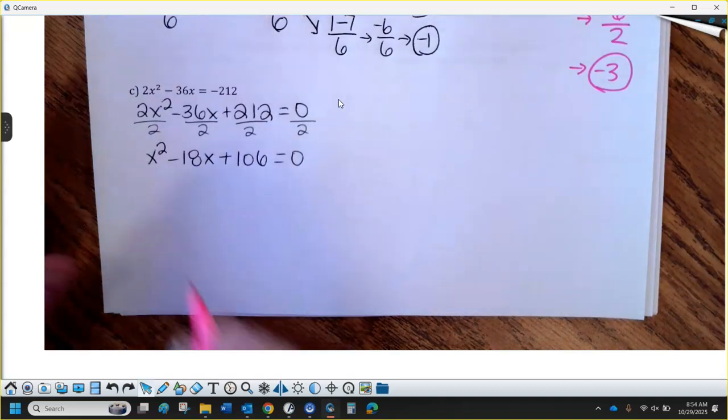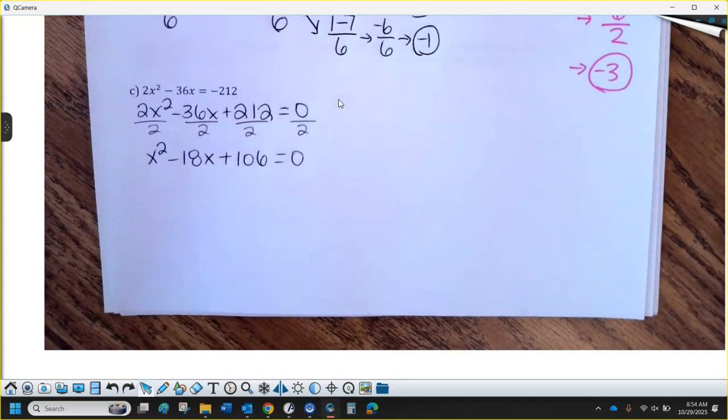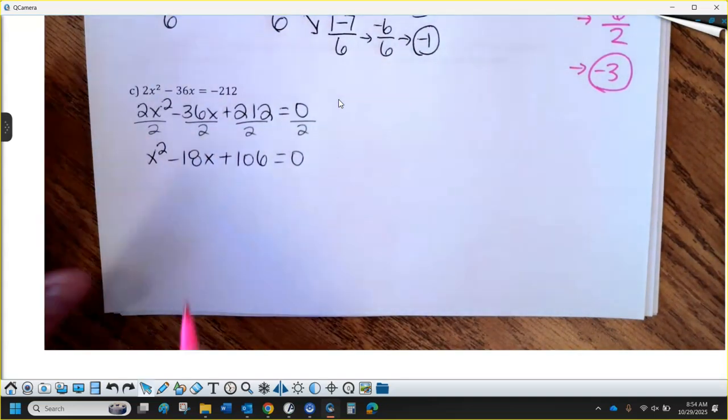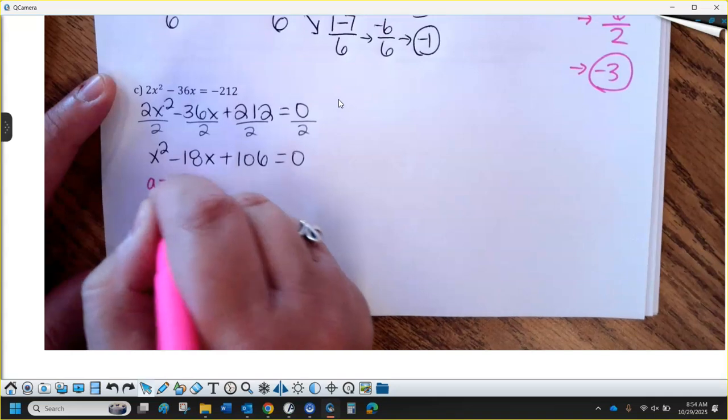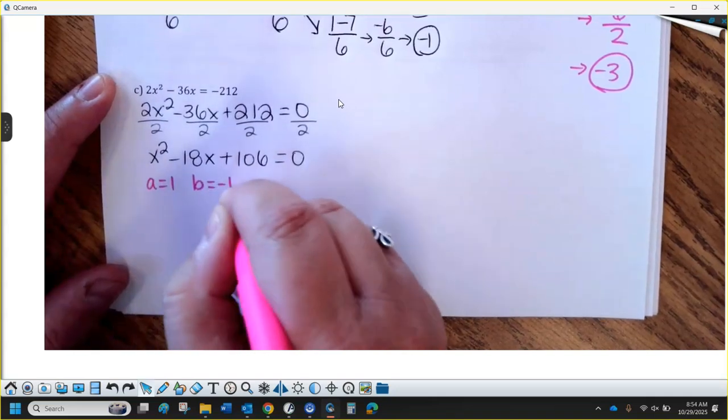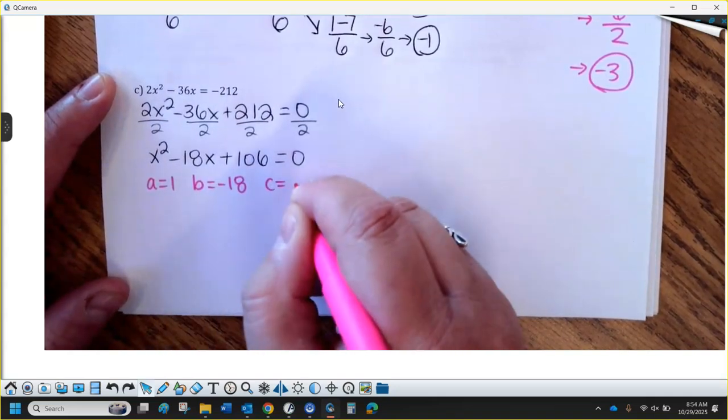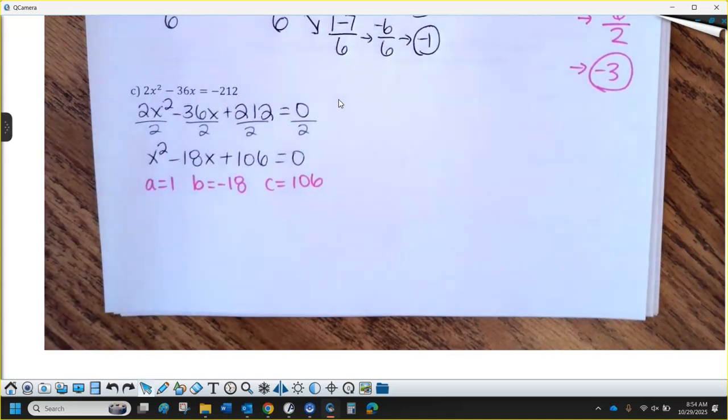Okay, if I get rid of that 2, and you can divide everything by 2 including the 0, then my a value would be 1, b value would be negative 18, c value would be 106, and I'm just trying to work with a little bit smaller numbers. You would get the same answer, but it might be a little bit longer to simplify if we're working on this with the quadratic formula here.